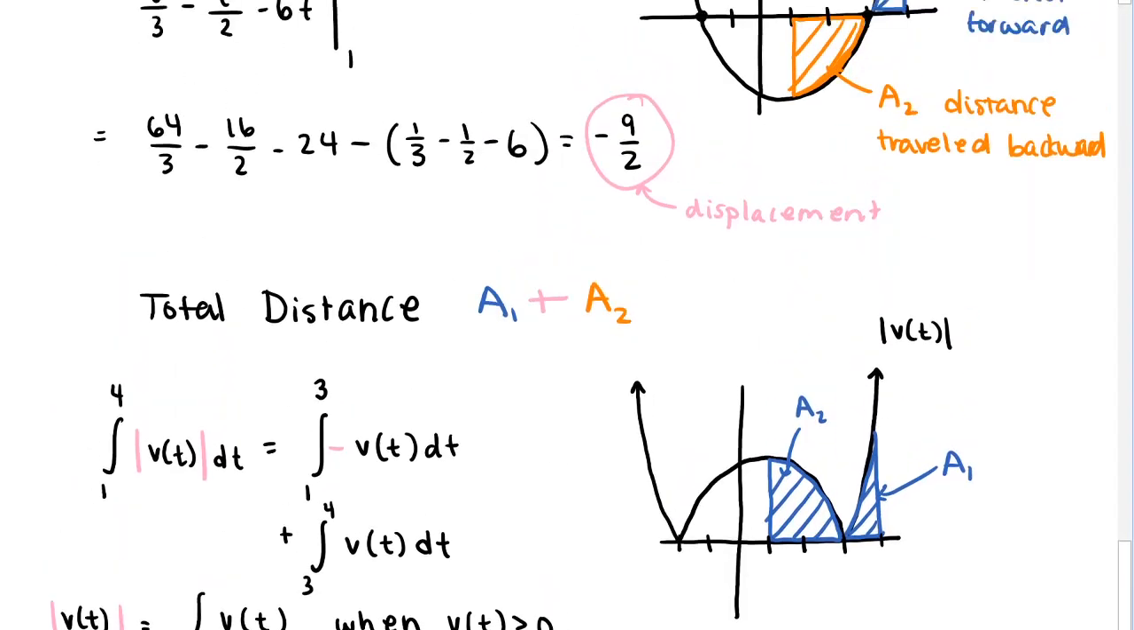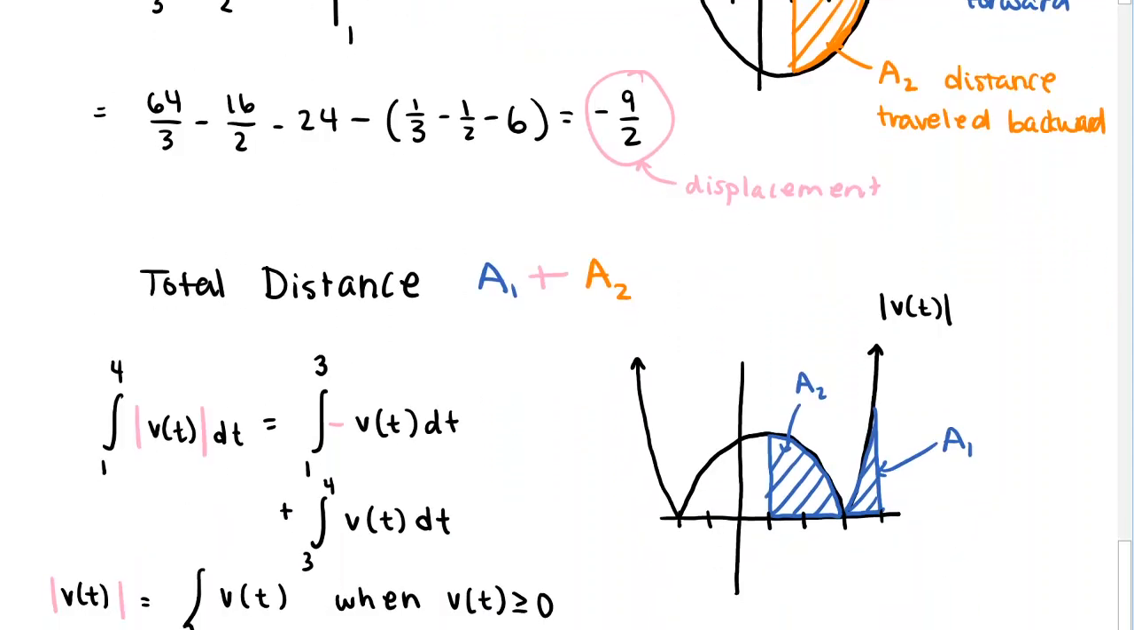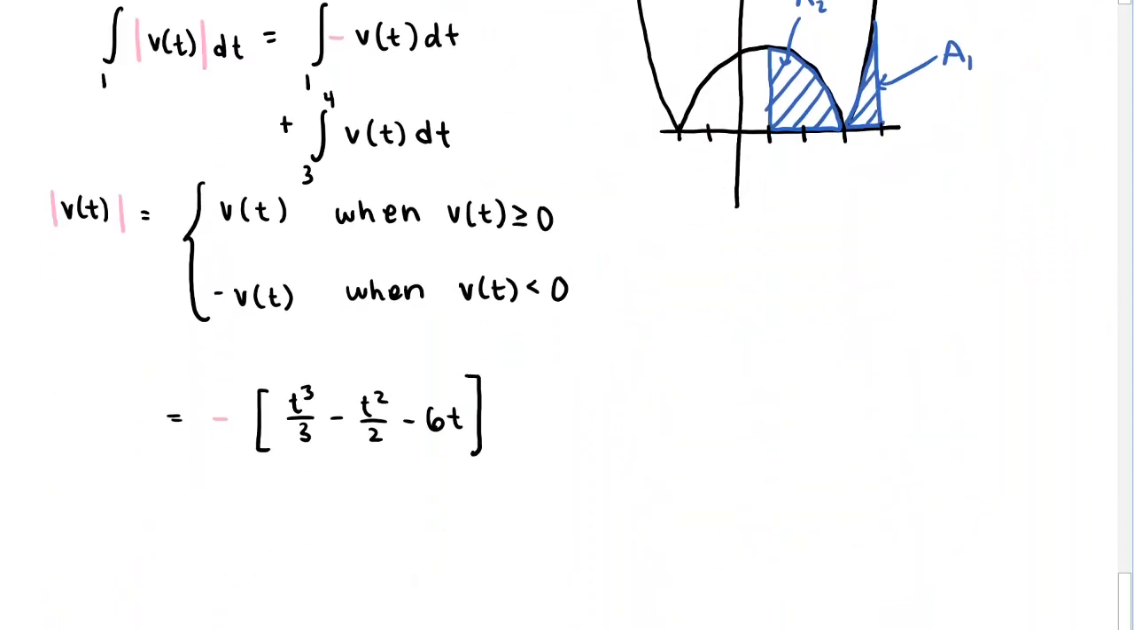The function was t squared minus t minus 6. And so here we'll get t cubed over 3 minus t squared over 2 minus 6t, the same antiderivative we computed earlier. And we're going to evaluate this from 1 to 3. And then we're going to add on the positive area, so the integral from 3 to 4 of v of t dt. That's again the same antiderivative, t cubed over 3 minus t squared over 2 minus 6t, evaluated from 3 to 4.